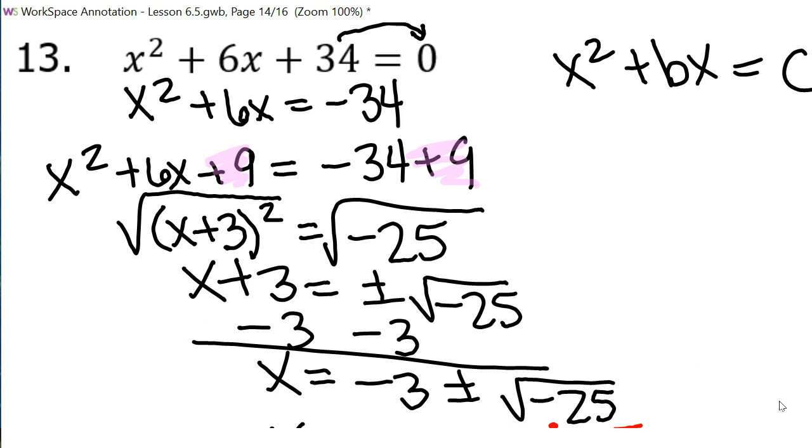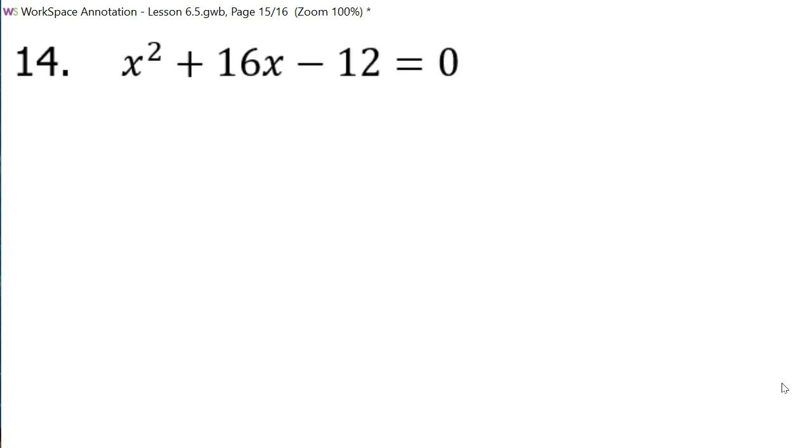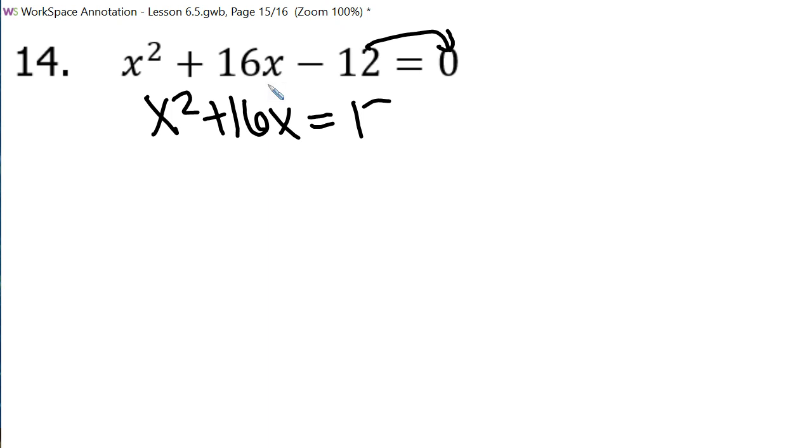Number 14. Is this one in the correct format to complete the square? No, you should have x's on the left, constant on the right. So what needs to move? -12. What happens to -12 when I move it to the other side? It becomes +12. I want you to finish number 14.